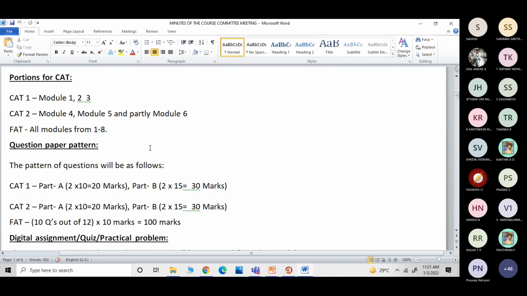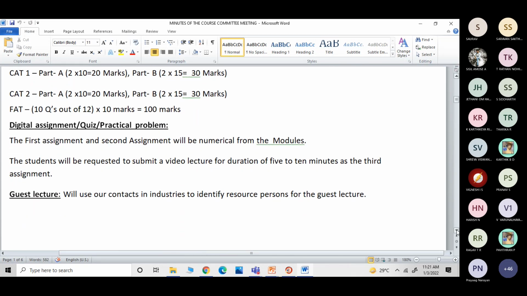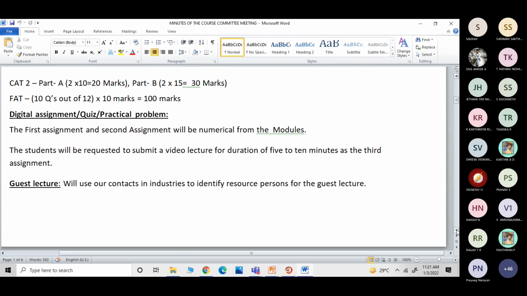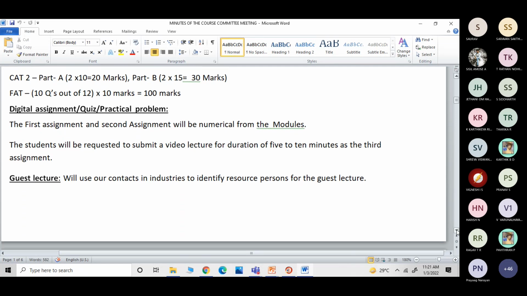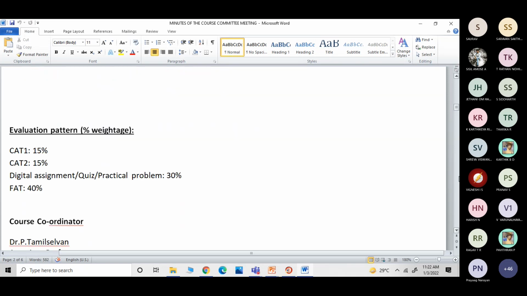If it is an offline examination we will be following it. If it is online then we will change it. Similarly, digital assignments: we will be having 3 digital assignments. The first two will be numericals, and the third one will be in the form of a short video lecture, duration of 5 to 10 minutes. As far as the guest lecture is concerned, we will be identifying some persons and getting it to you.